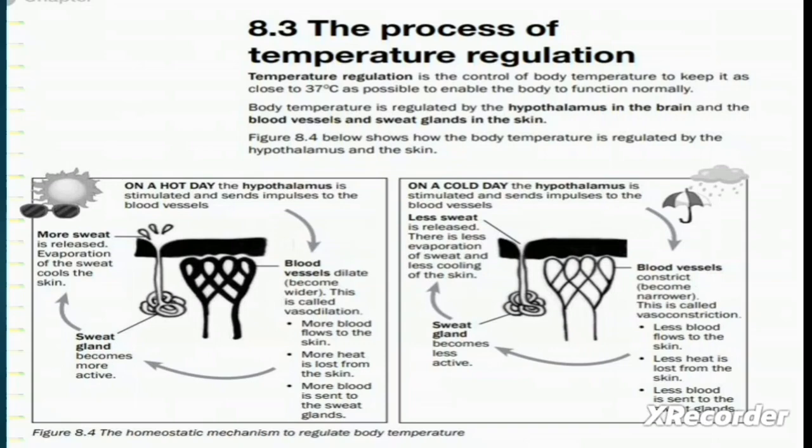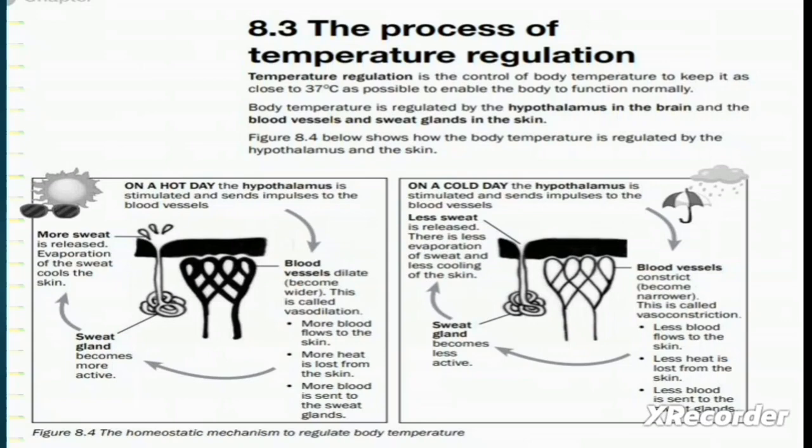They're showing what happens on a hot day and what happens on a cold day. Now let's look at what happens on a hot day. The hypothalamus is stimulated and sends the impulses to the blood vessels. What happens to the blood vessels? They dilate, become wider. This is called vasodilation.